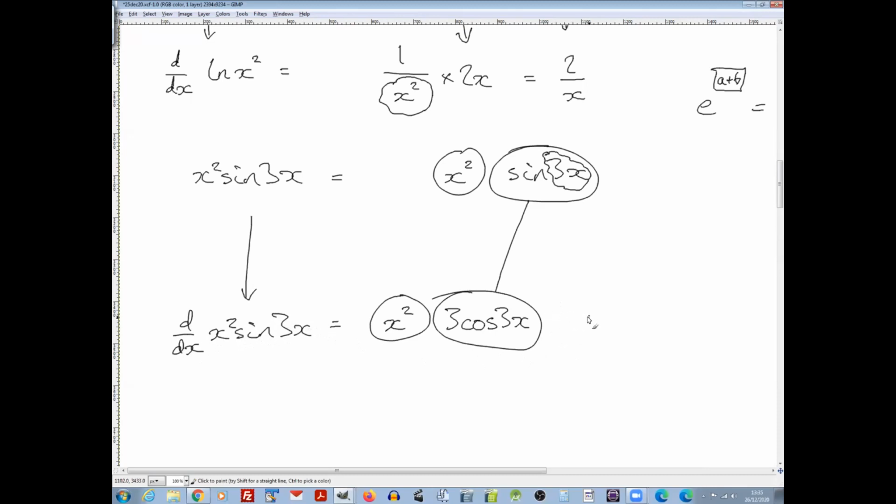So what should I put here? 2x, after what crucial symbol? Plus. Yes, that's how the product rule works. It is this product plus this product. Sine 3x.